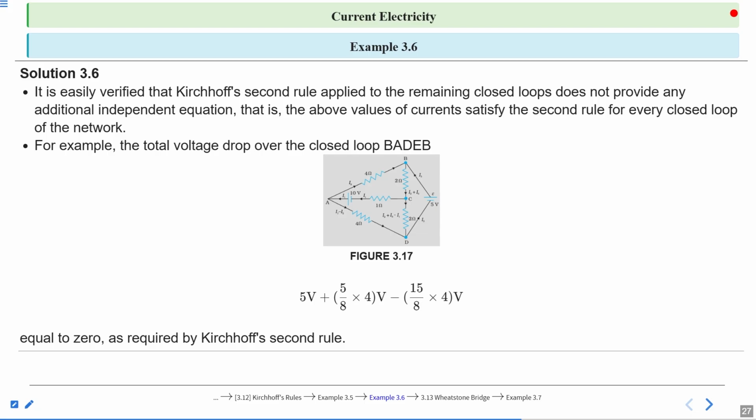Now you have calculated the 3 unknowns. If you apply this rule at any loop, you can take any arbitrary loop in the diagram, you will get the 0 result according to Kirchhoff's voltage rule.